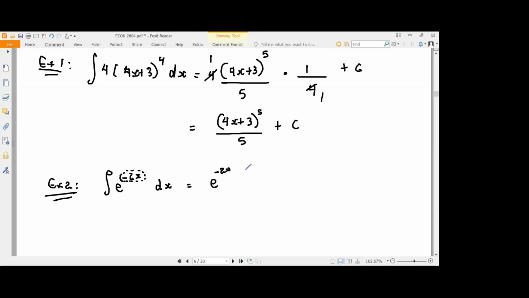So that's integrating the outside function. Then remember, I need to now divide by the differential of the inside function. So when I differentiate minus 2x, it's just going to give me a minus 2. And remember, I'm dividing, so it's just 1 over the number, then plus c. When I simplify this, it gives me negative a half e to the minus 2x plus c.